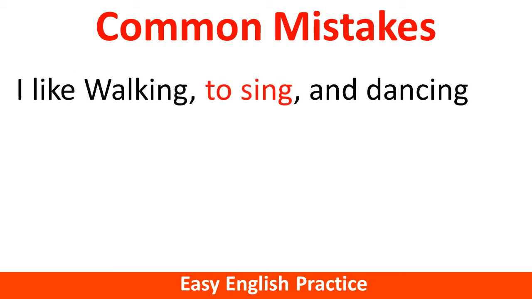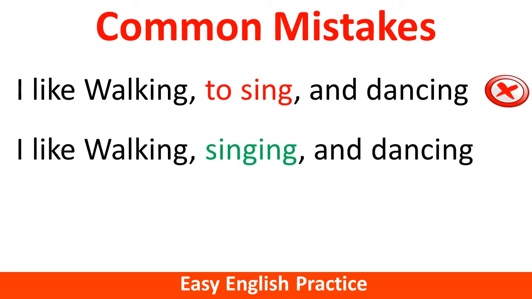I like walking, to sing and dancing. The correction is I like walking, singing and dancing. Parallel structure. By parallel structure I mean in a list the words have to be in the same form. If for example it's a gerund, they all have to be gerund. If it's an infinitive, they all have to be infinitive, like I like to walk, to sing, and to dance. It's correct, but if you mix things up, it will be a mistake.